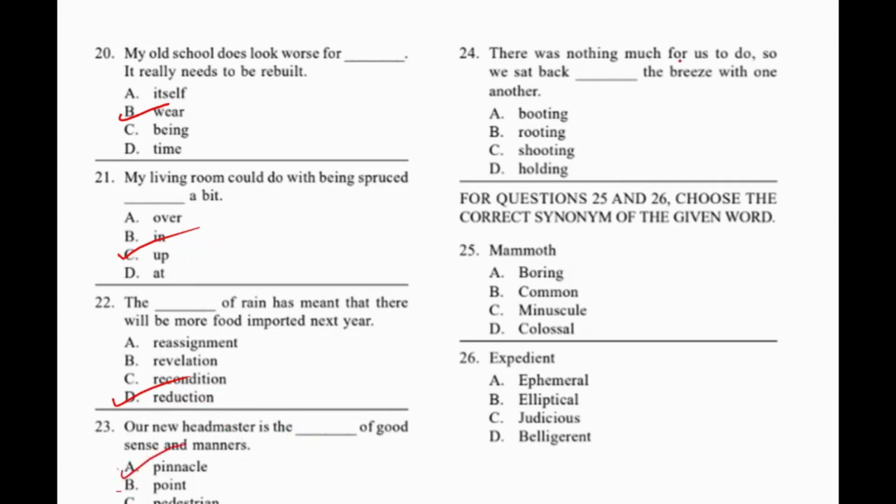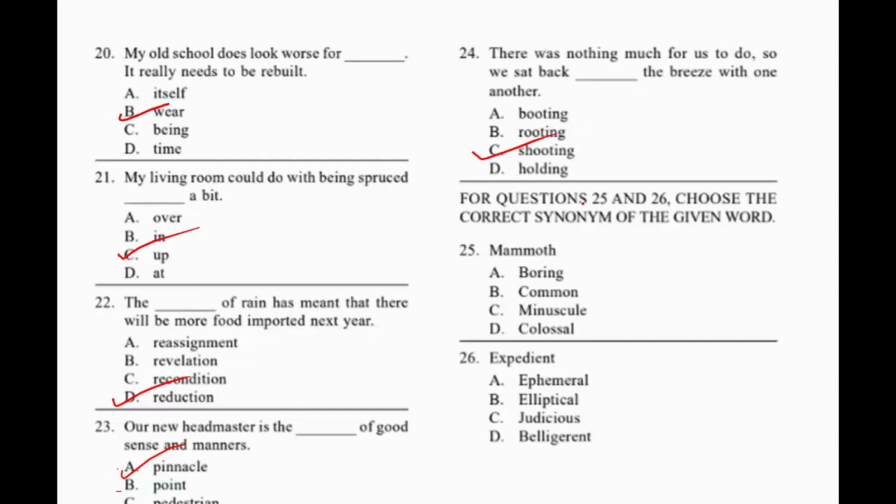Now, there was nothing much for us to do, so we sat back, shooting the breeze with one another. So they had nothing to do. Okay, they had no work to do, so they sat back, shooting the breeze. So this is a kind of idiom. So the correct idiom is shooting the breeze. It means doing a casual conversation. Okay, shooting the breeze with one another, doing a casual conversation with one another.